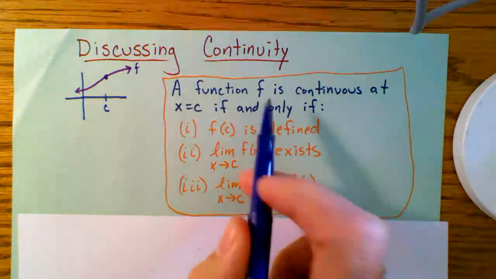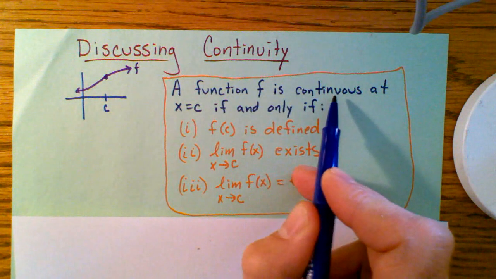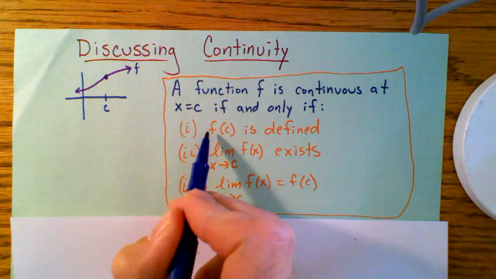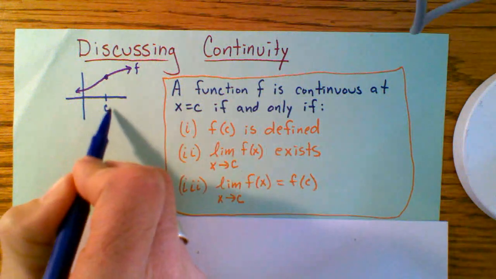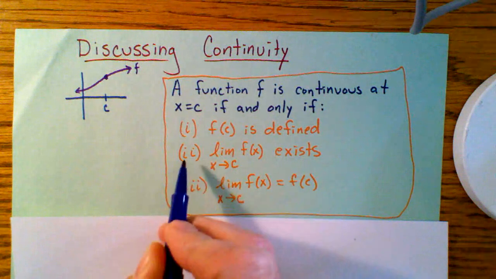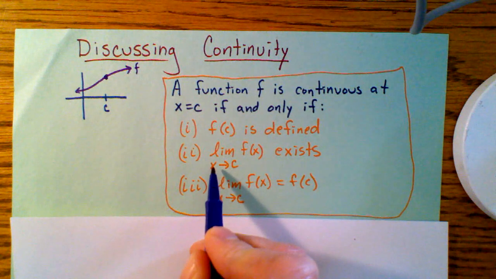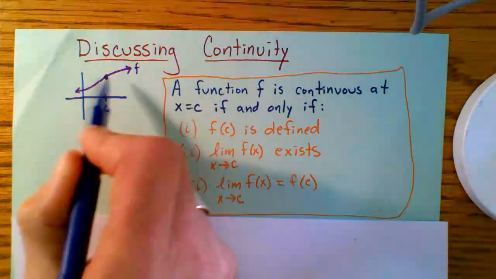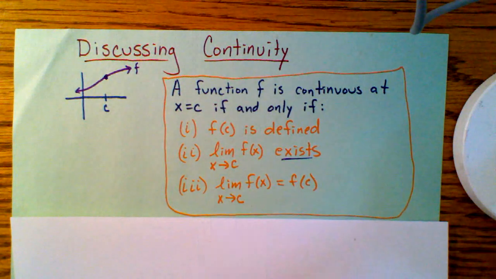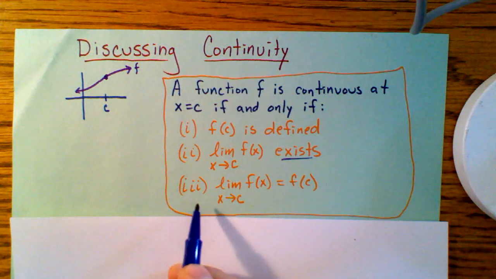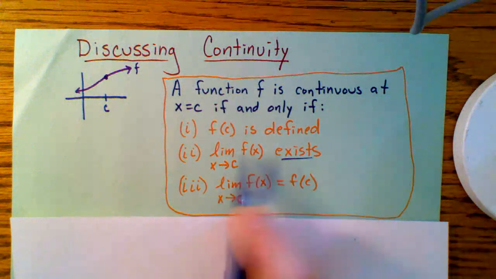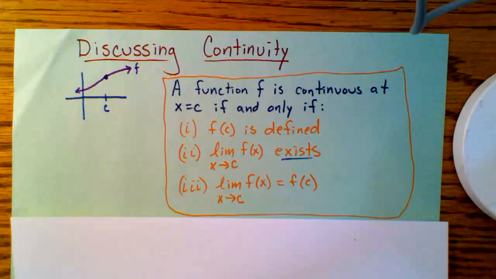So here's what we refer to as the three parts of this process. A function f is continuous at an x value of c if and only if these three things happen. One, f of c is defined. If I put in c, do I get a value? Yes, I do. Two, what's the limit as x approaches c of the function? Remember, the left and the right approach the same value, so that limit exists. Three, what is the limit as x approaches c of f of x? Does that limit we just found in part two actually equal part one?